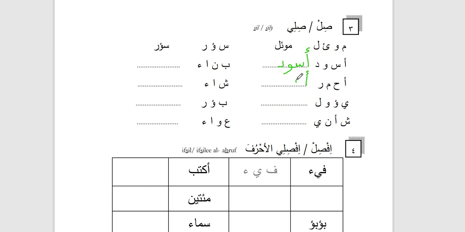So hamza, mim, and ra. Ahmar, these are all colors. Aswad means black, Ahmar means red. And this one is no particular word, just for writing practice. Sheen with dots, hamza and noon and ya. Then ba, noon, alif. Ba, noon, alif and hamza.